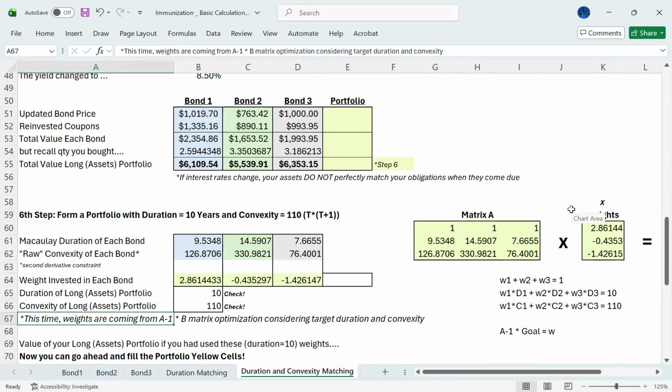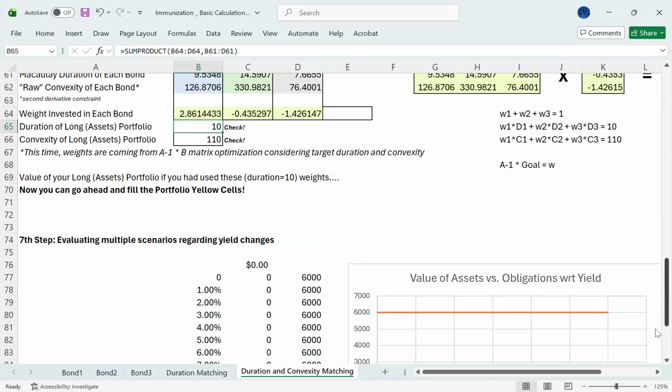Okay, so now we have that these weights give me the value of a portfolio of assets which has a duration of 10. So now I have a combination of weights of the bonds that lead me to a portfolio with a duration of 10 and convexity of 110. Okay, so there we go.